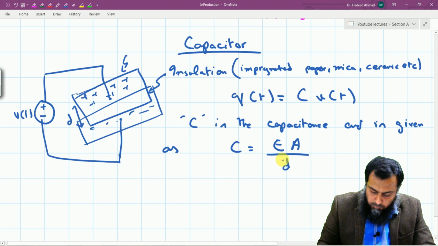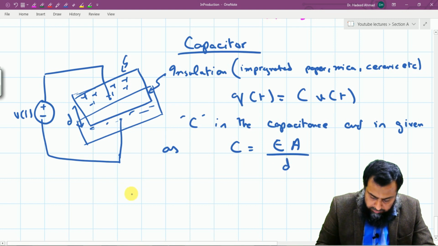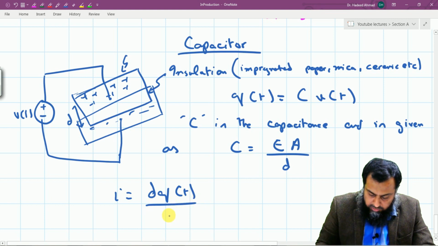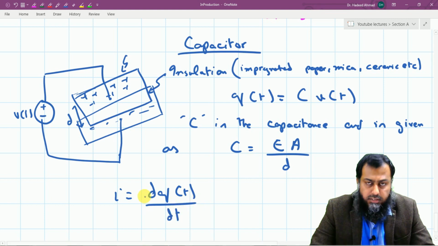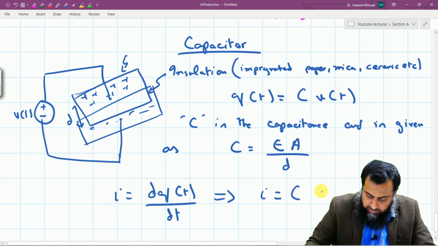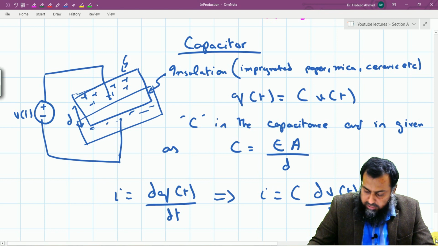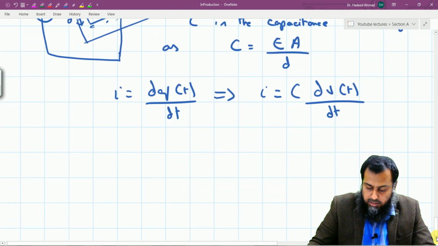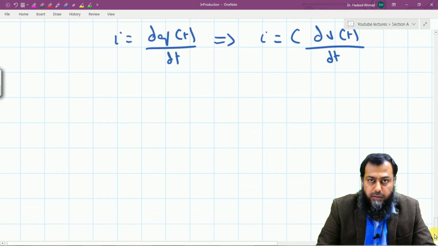Also we know that the current I is the time rate of change of the charges. Since current is the time rate of flow of the charges, I is equal to dq(t) by dt, and this implies that I is equal to C dv(t) by dt. And this equation provides us useful information about the capacitor.